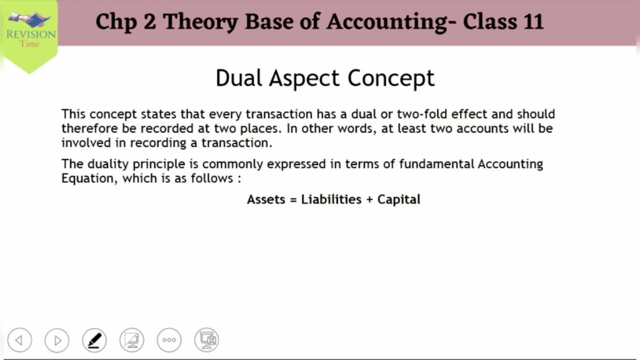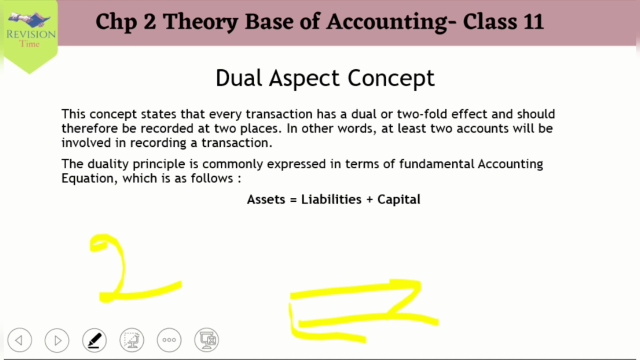Next one we have is the dual aspect concept. This concept states that for every transaction there are two sides, a two-fold effect, and it must be recorded on the two sides. So it means that to receive something, we have to give something. To receive a benefit, we have to give something.